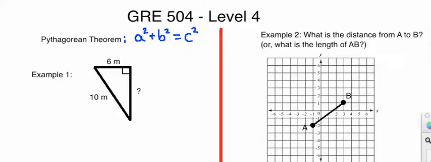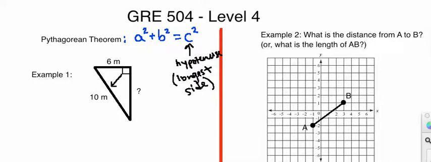And a couple important notes. C is the hypotenuse, which means the longest side, or the side opposite of the right angle. A and B are called legs of the right triangle, so the ones that form that right angle. The Pythagorean theorem can only be used on right triangles. That's actually really important. Only can be used on right triangles.